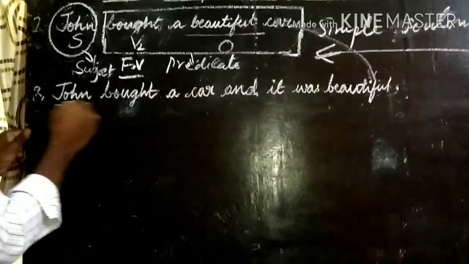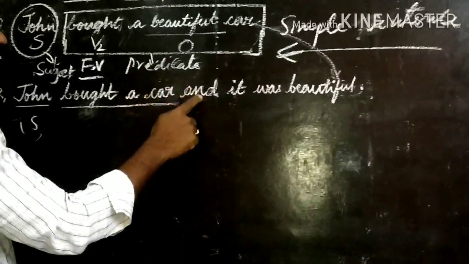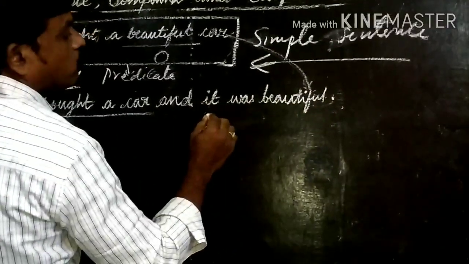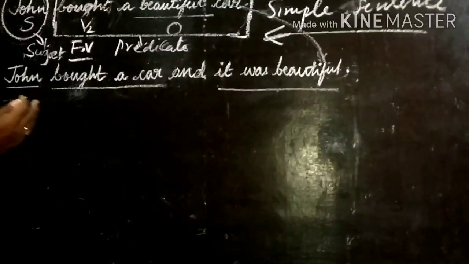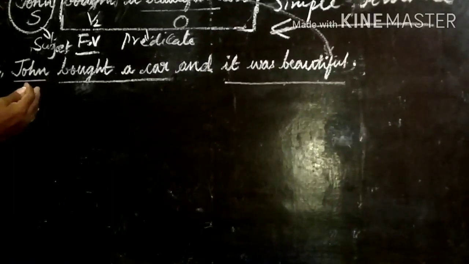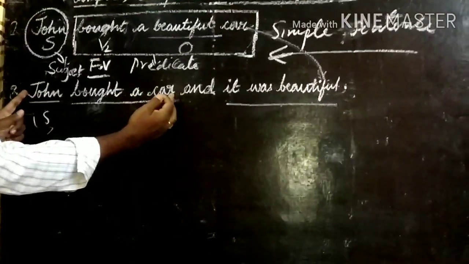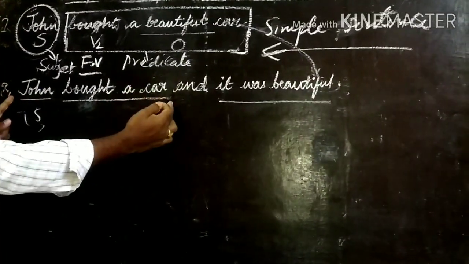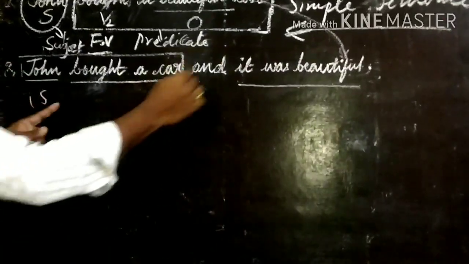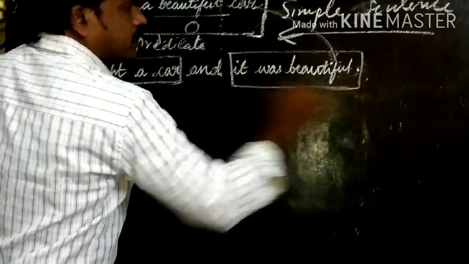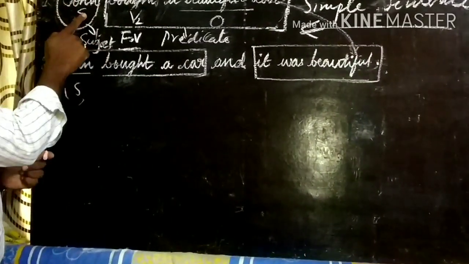John bought a car, and it was beautiful. See, this is here. If you examine this example carefully, you will notice that this sentence consists of 2 parts, 2 sentences. See, John bought a car, here is one, and it was beautiful, here. Of course, the idea is similar to sentence 2. Here, John bought a beautiful car.